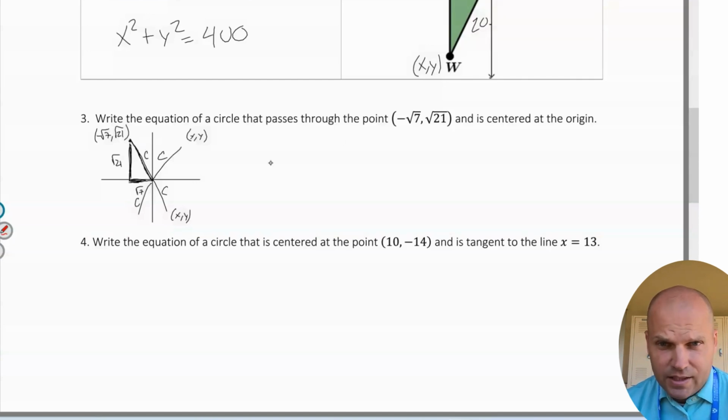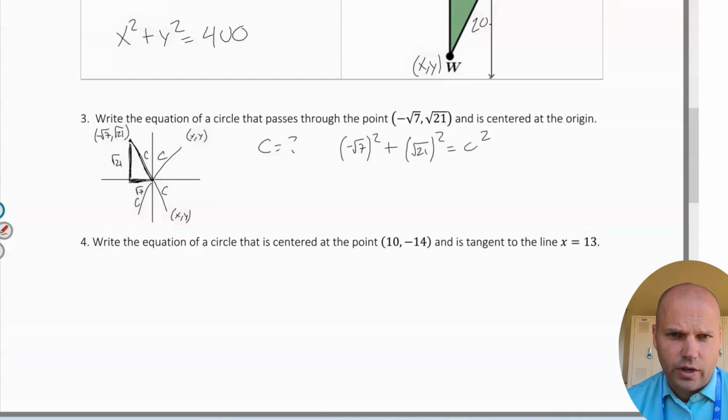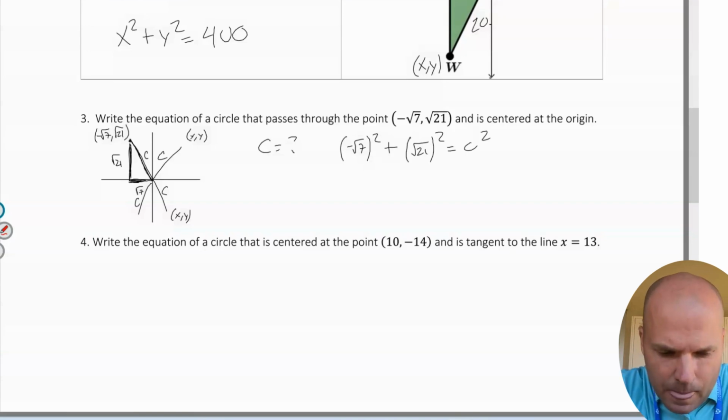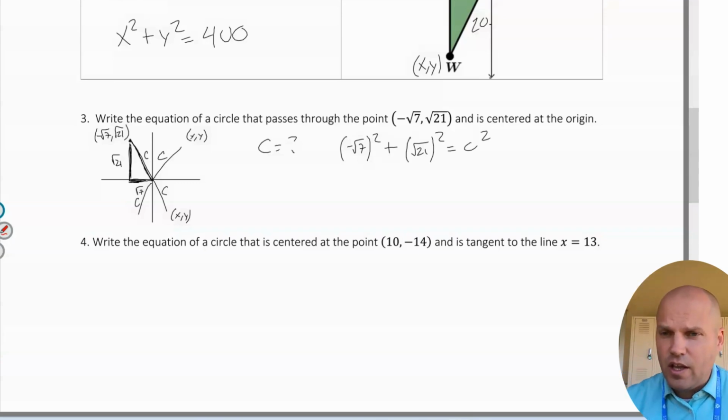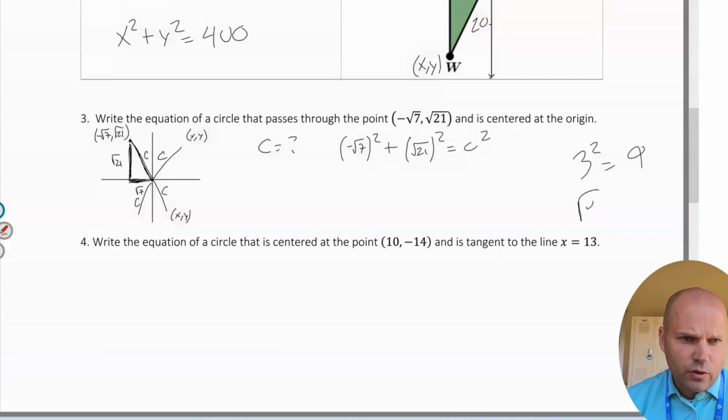Well, we've got to find c. So what is c? I can figure it out. Negative root 7 squared plus root 21 squared equals c squared. Now, this is very important, guys: a square root and a square will undo each other. If you have 3 squared is 9, the square root of 9 is 3. If I ask what's the square root of 20, you'd be like, I don't know. But you know that the square root of 20 squared is going to be 20. So it's a way to undo itself.